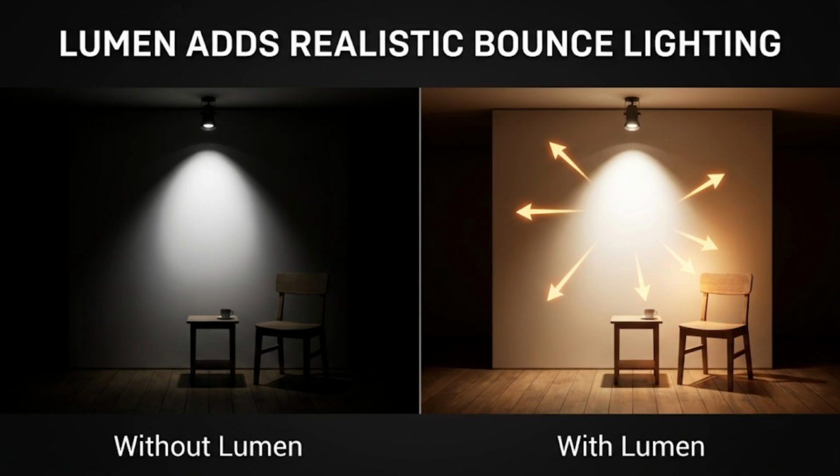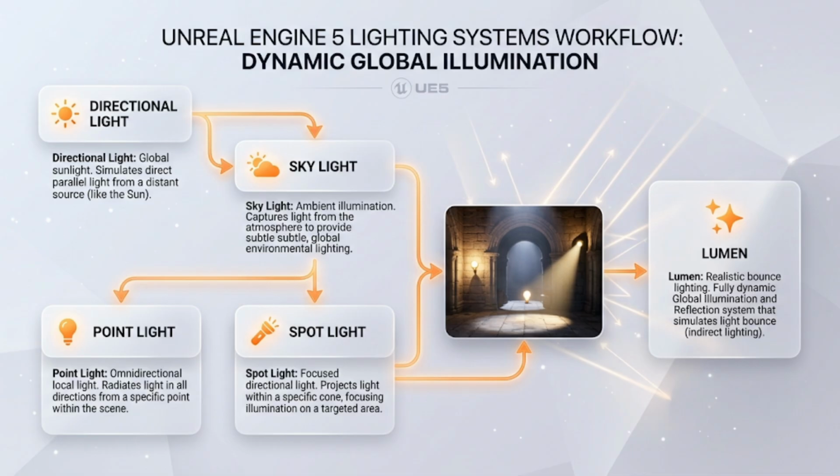In Unreal Engine 5, spotlights become even more convincing thanks to Lumen. Imagine shining a flashlight onto a white wall. Without global illumination, only the wall becomes bright, and with Lumen, that light bounces off the wall, softly illuminating nearby objects. The result feels much closer to real life. Spotlights also work beautifully together with directional lights, skylights and point lights. Each one has a different job, and together they create believable environments.